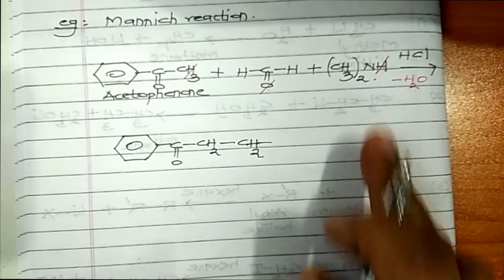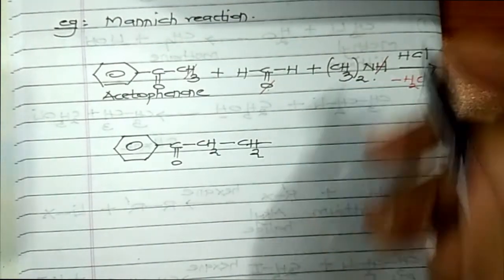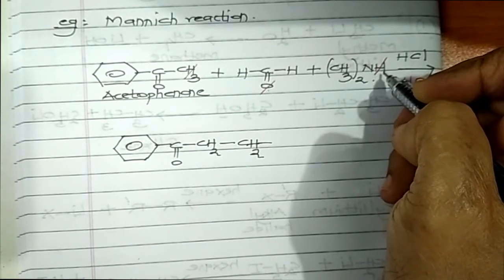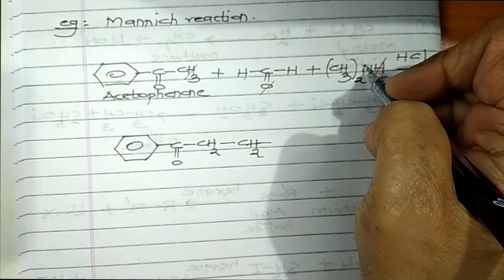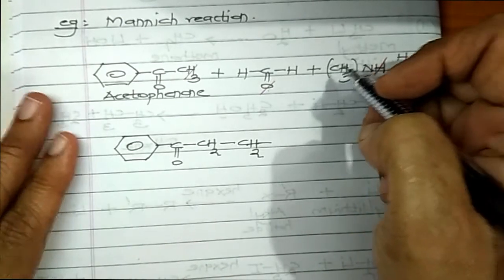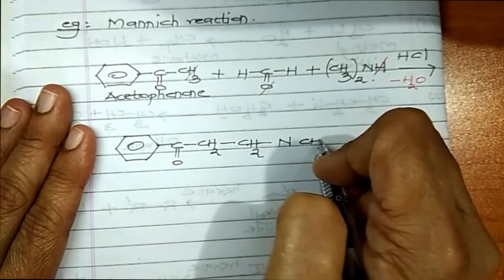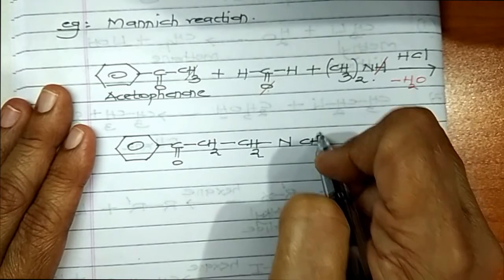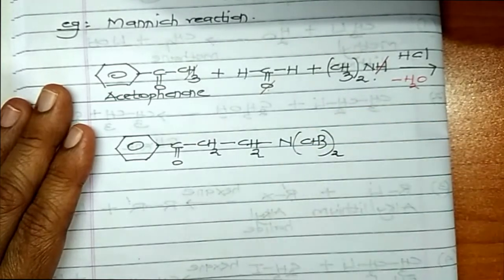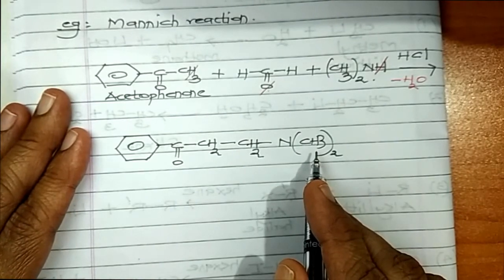Now, come to this part. This is your dimethylamine part. You have removed H from here. What is left out is N and these two methyl groups attached to that N. So how will we write now? When you are writing, you will put N here and the CH3 twice. Okay, so this is CH3 twice.